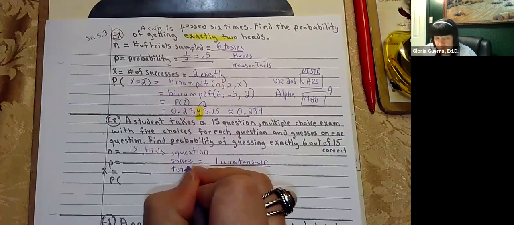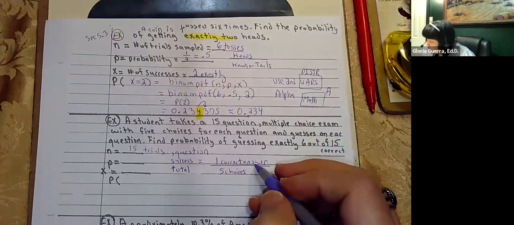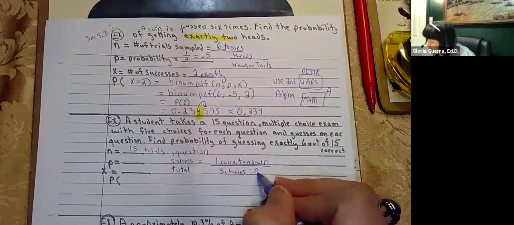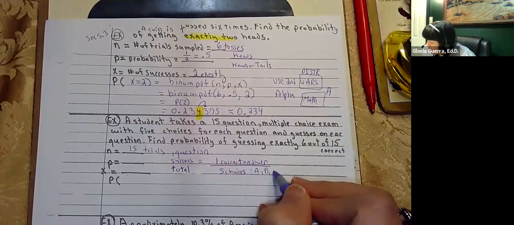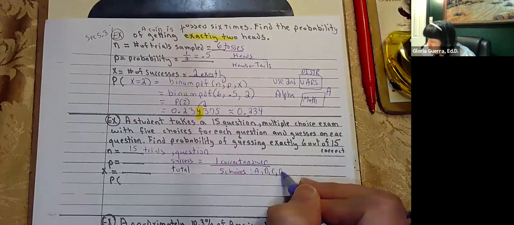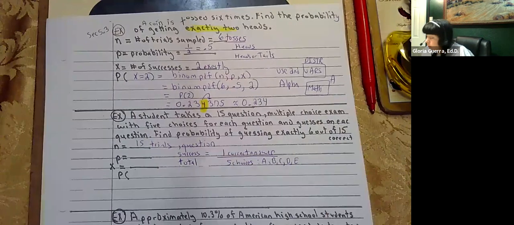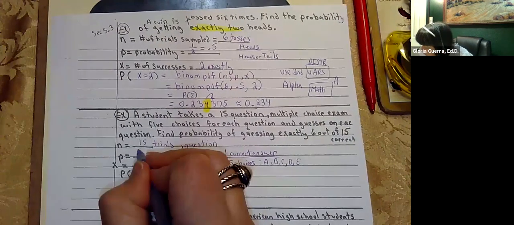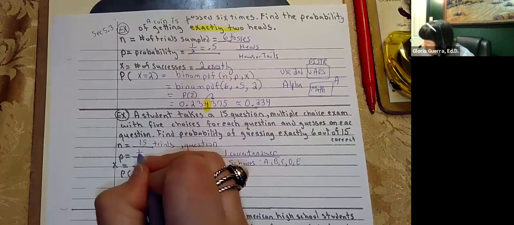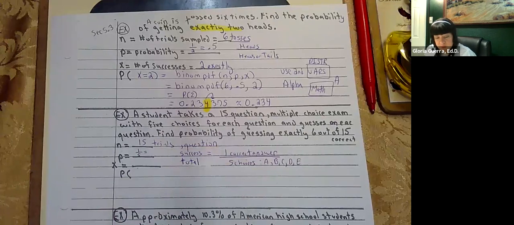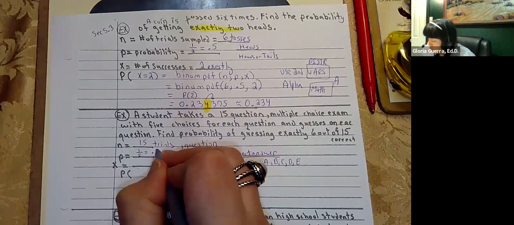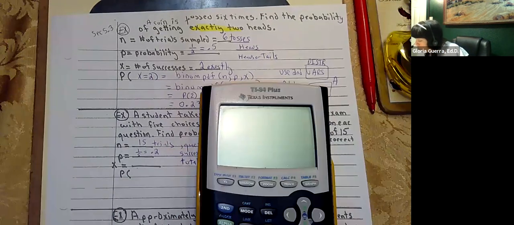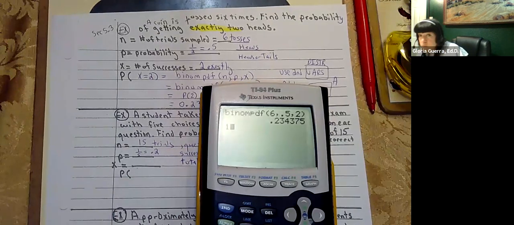And you have 5 choices. So maybe it's like A, B, C, D, E on those multiple choice tests. So you'd have 1 divided by 5, and 1 divided by 5 is 0.2 on your calculator. Okay, 0.2.